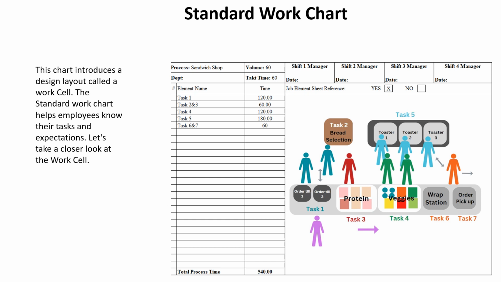So let's look at the standard work chart. What's a standard work chart? This chart introduces a design layout called a work cell. The standard work chart helps employees know their tasks and expectations. Let's take a closer look at this work cell.